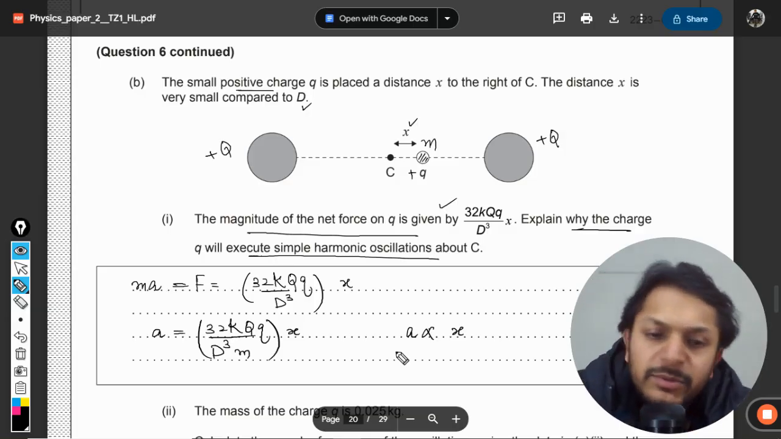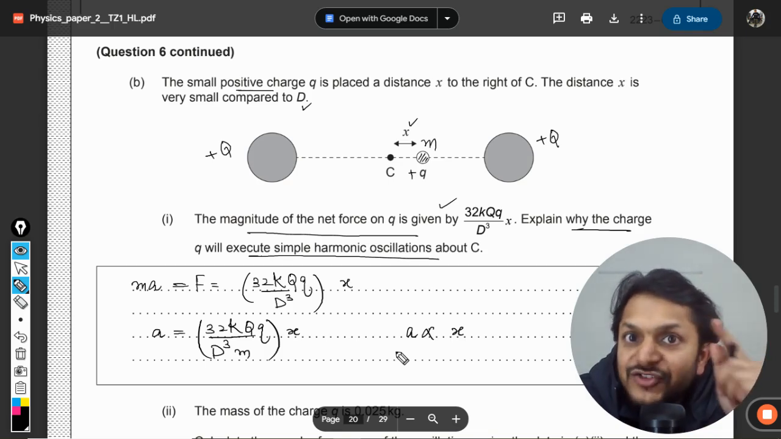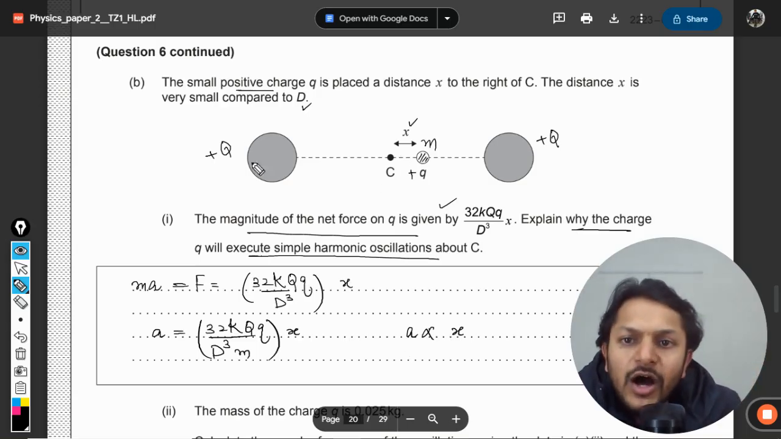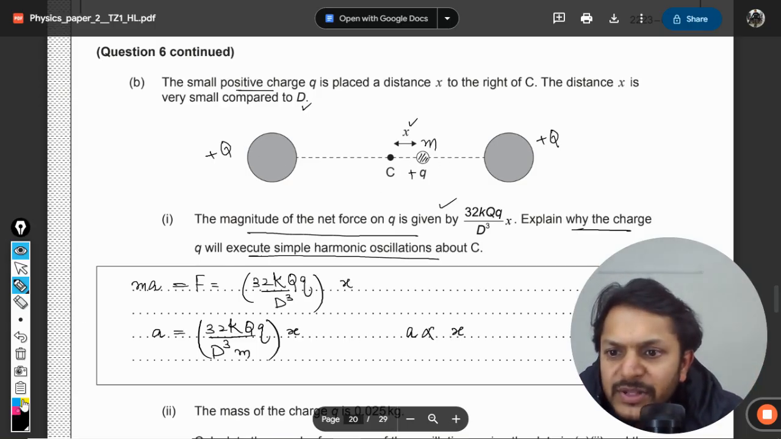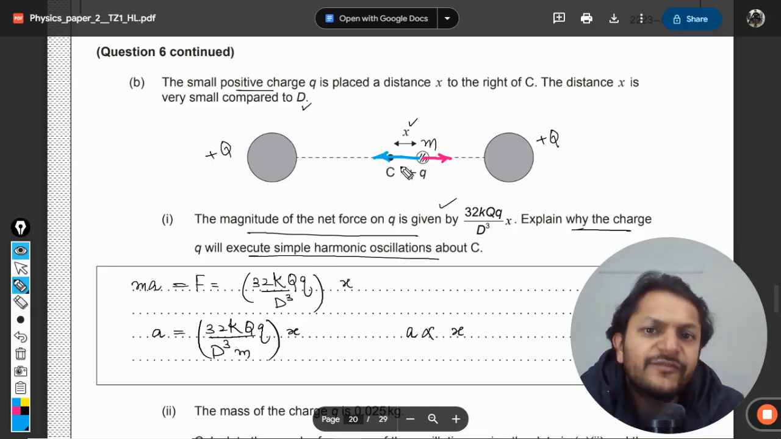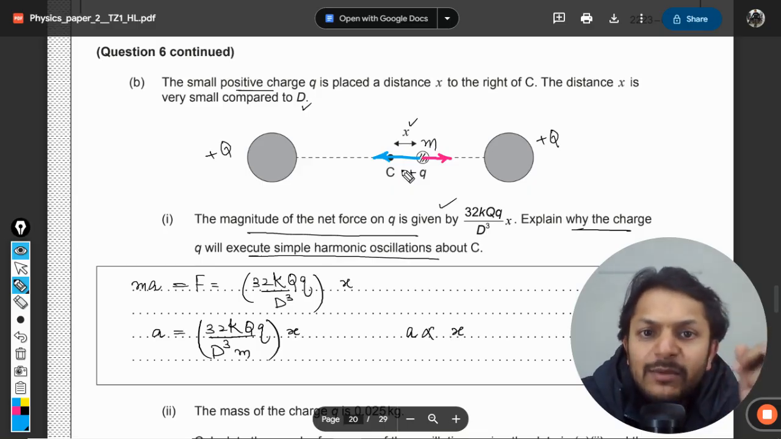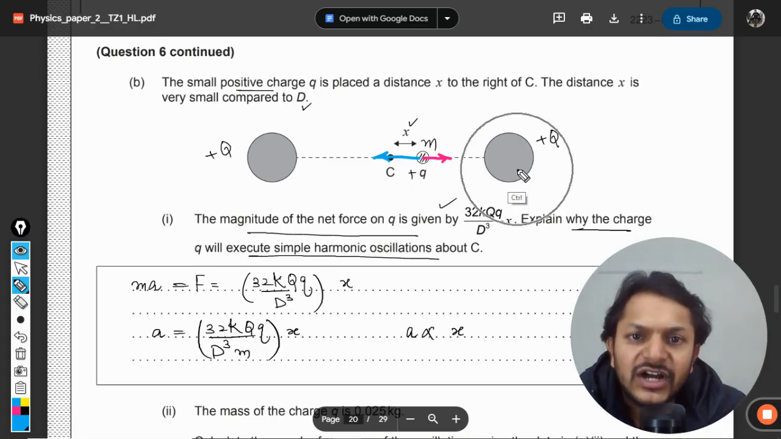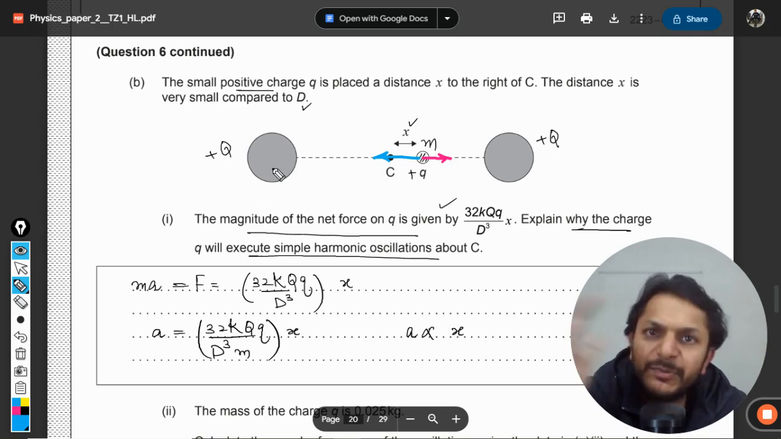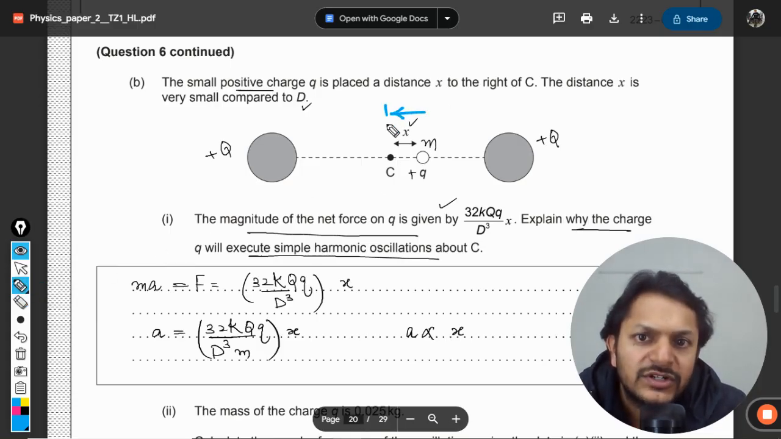And which direction will it be? Because it has to be negative x, otherwise it is not a simple harmonic motion. So we have to prove that the direction is towards the mean position. Now obviously this charge is creating a repulsive force here, but this other charge is also creating a repulsive force, but this force will be greater than the other force. Why? Because the distance from the second charge is lesser, but the distance from the first charge is bigger, so that force will be lesser. So there is a net force in the right hand side direction, which is towards the mean position.